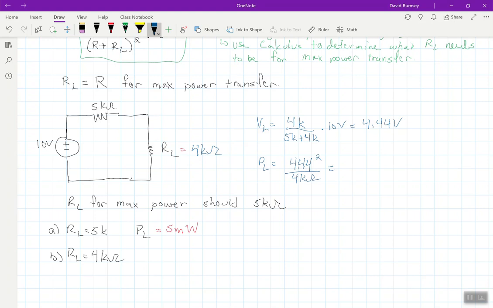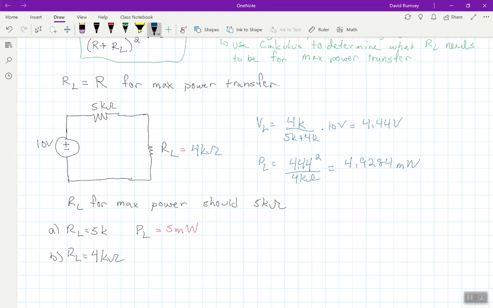let me redo my computation here. I did something wrong here. There we go. You get, and not just rounding, I'm going to carry out, you get 4.9284 milliwatts. So I am actually getting less power out on the load. If I had 5K, I got 5 milliwatts on the load. With 4K, I'm only getting 4.9.